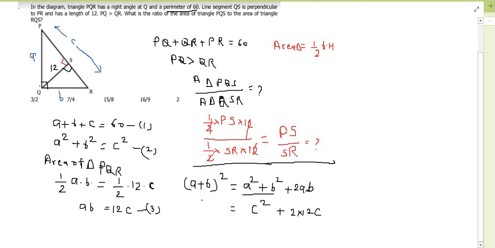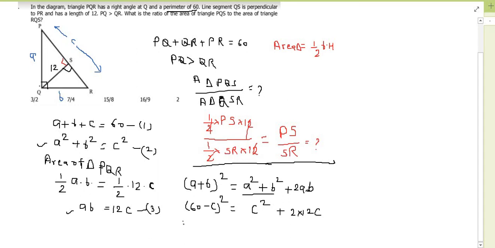How about a plus b square? Look at equation 1. What can you write a plus b as? 60 minus c. Exactly. Isn't it cool? See, you knew this. Now you're sure to arrive at the answer, right? So it's always better to write all the equations here.